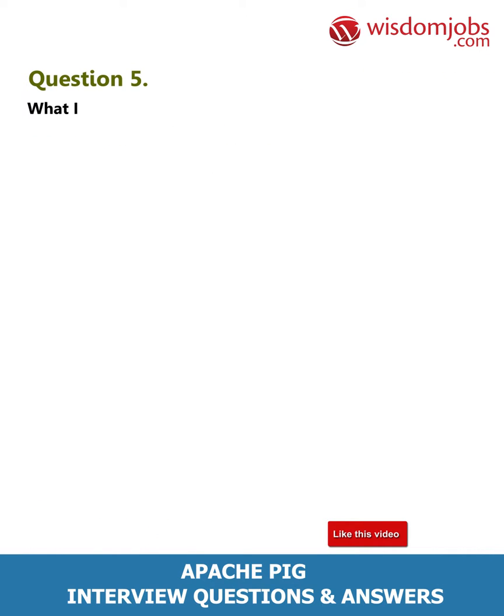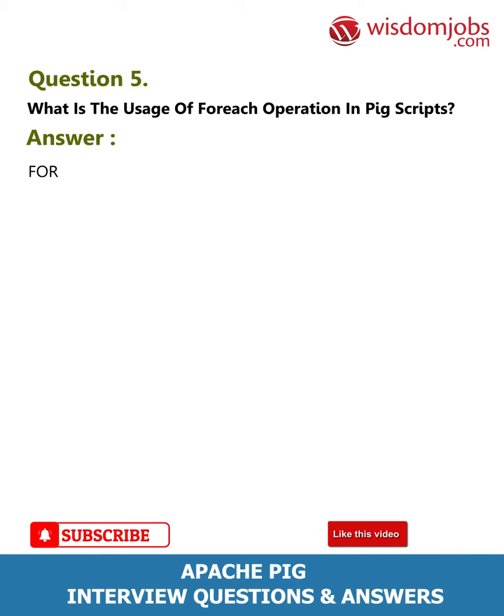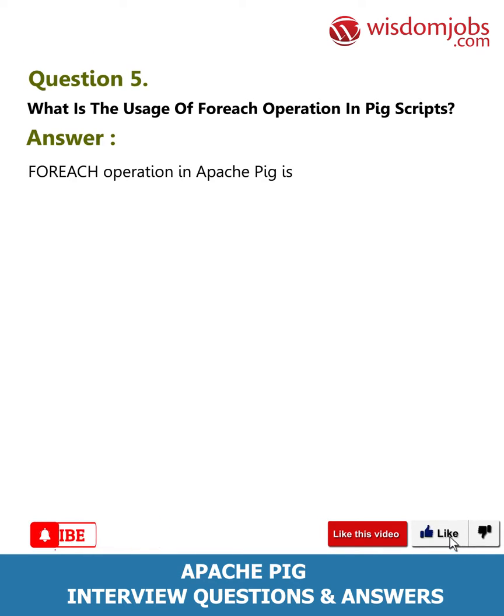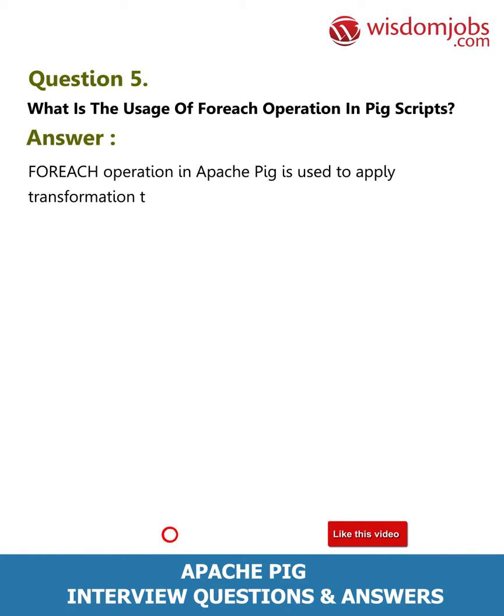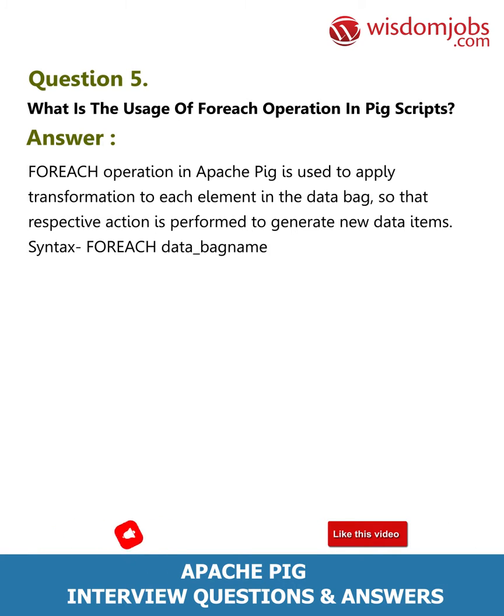Question 5. What is the usage of foreach operation in Pig scripts? Answer. Foreach operation in Apache Pig is used to apply transformation to each element in the data bag so that respective action is performed to generate new data items. Syntax: foreach data_bag generate x1, x2.